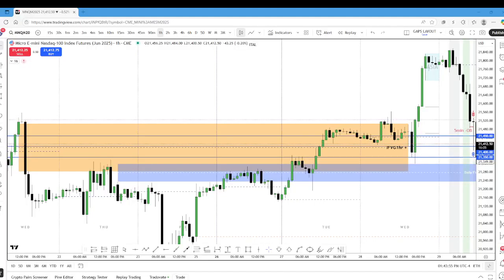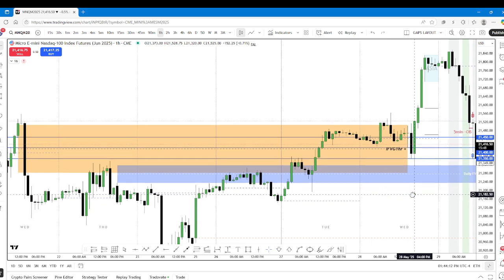Today I want to do a breakdown of a trade I took this morning. It is May 29th, 2025. We're going to be looking at the micro NQ, micro E-mini NASDAQ 100.